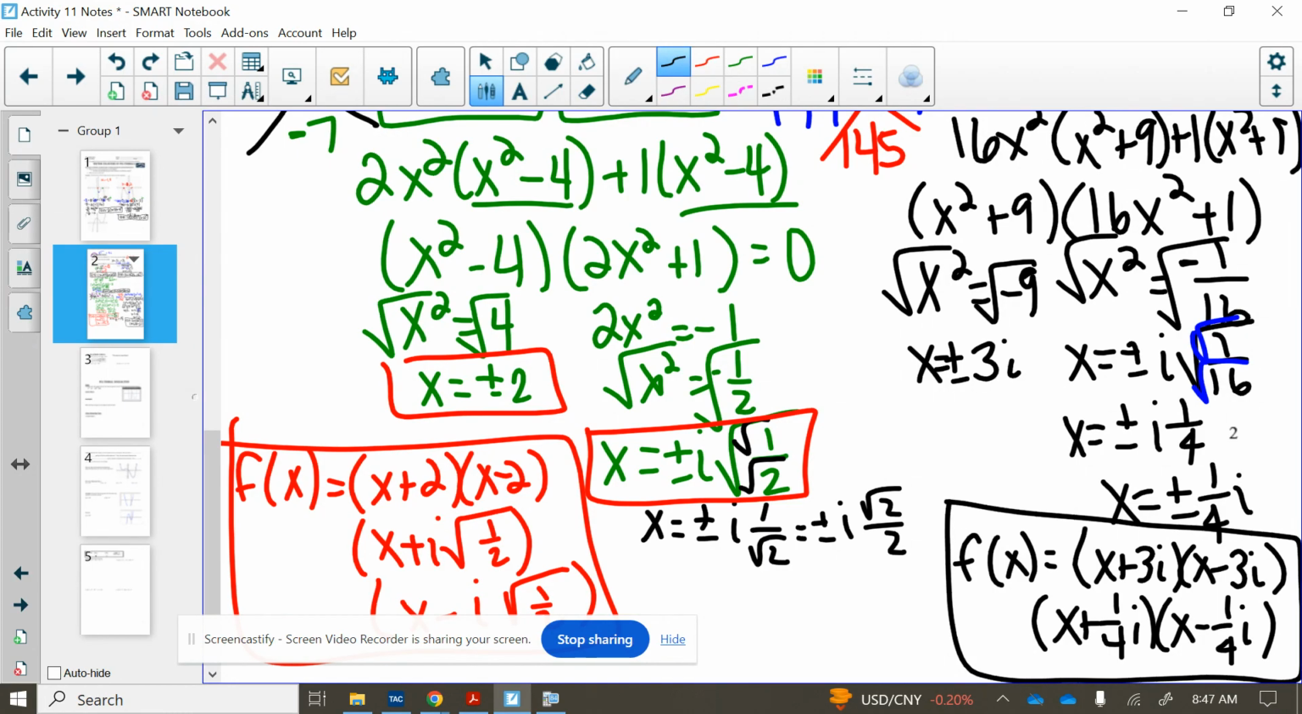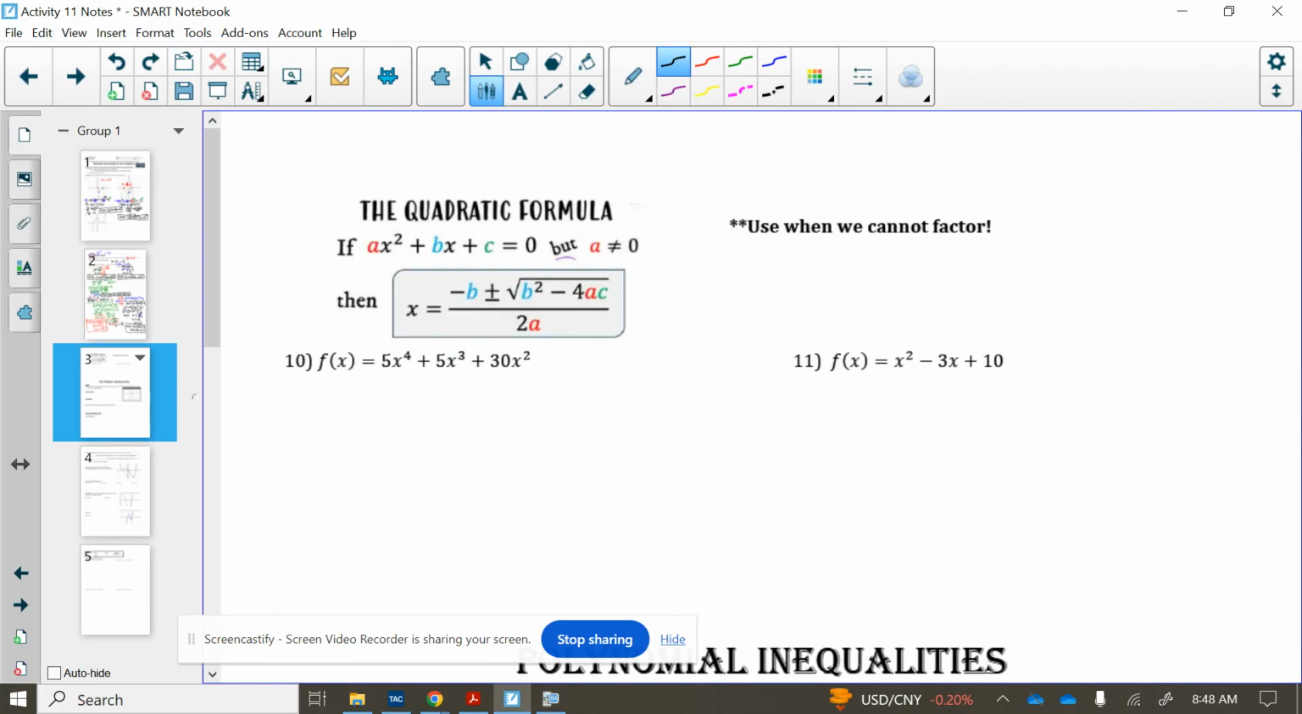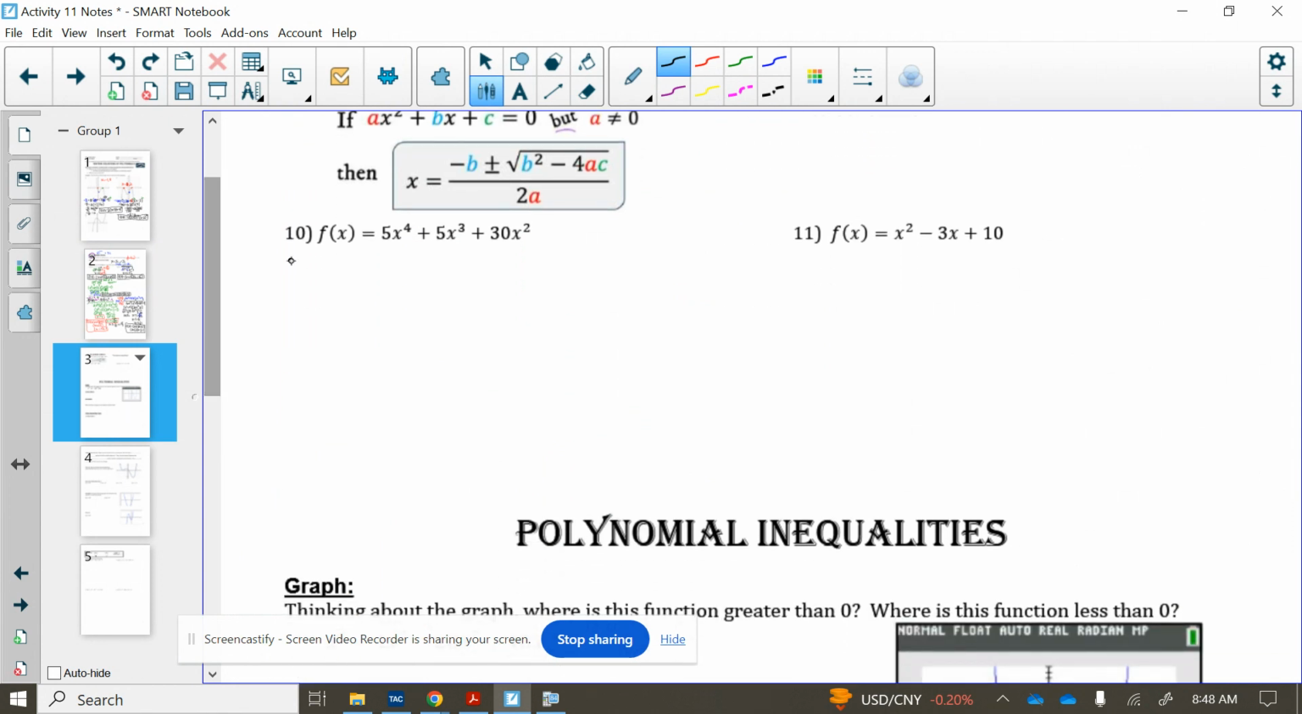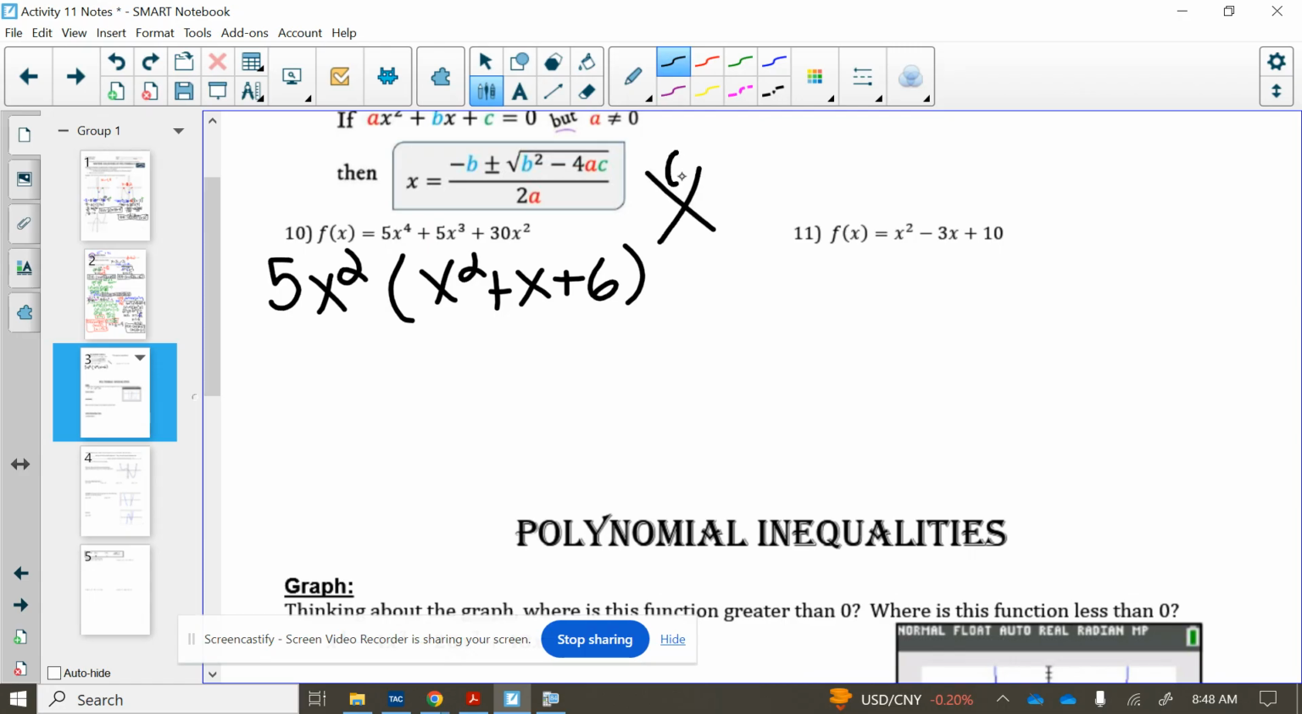All right, now one last piece to this. What happens if we cannot factor? Well, sometimes we just need the quadratic formula to be able to solve. So for instance, on this first one, we are able to take out a 5x squared so that we're left with x squared plus x plus 6. However, there is nothing that's going to multiply to be 6 that adds to be 1. That's not possible. So that's where the quadratic formula comes into play, because we have an a value of 1, a b value of 1, and a c value of 6 this time.